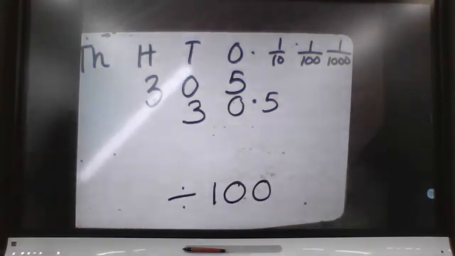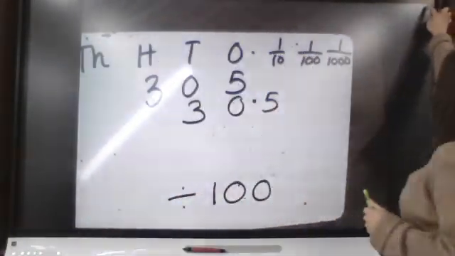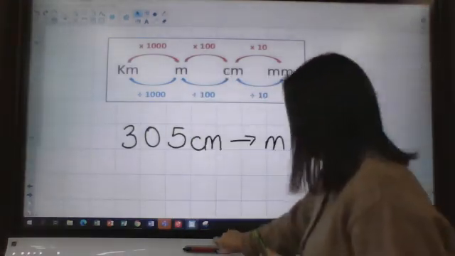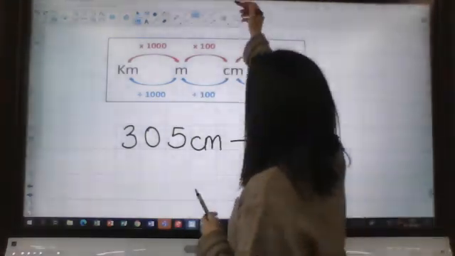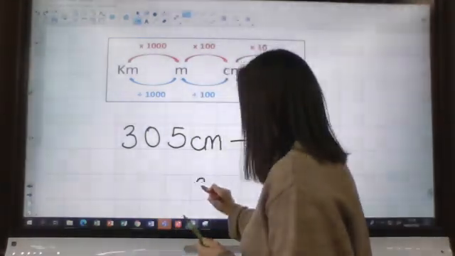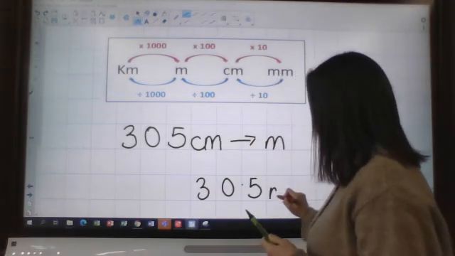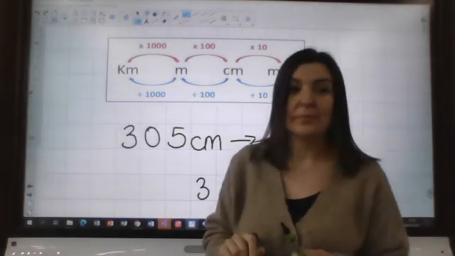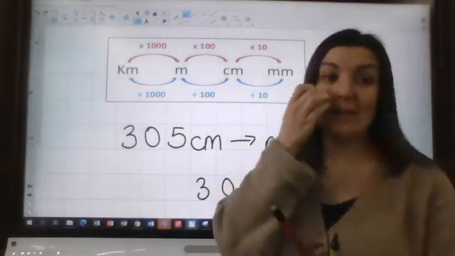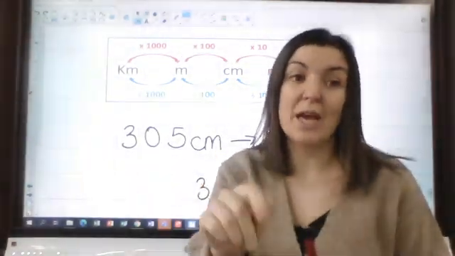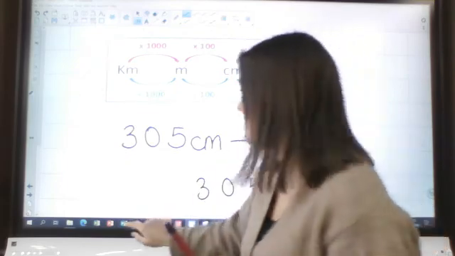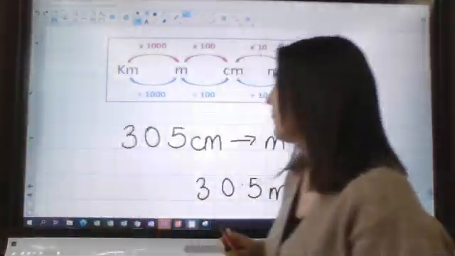So I end up with 30.5. So I'll go back to my question. So that would be 30.5 metres. Okay, so I'm going to do a really similar one to that I would like you to have a go at in your purple book to see how you get on.